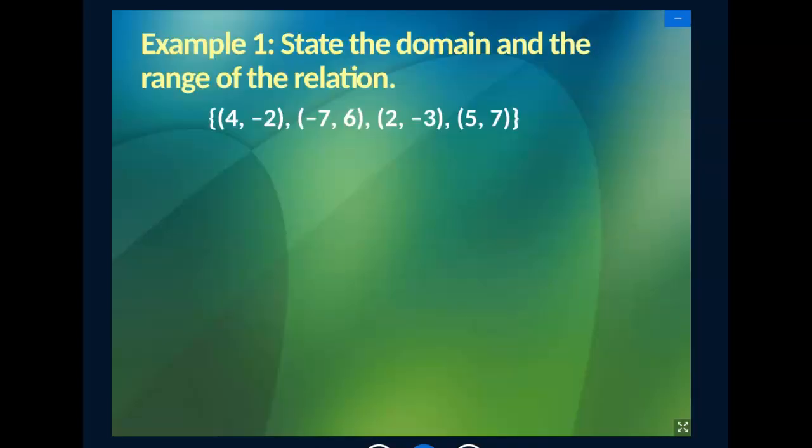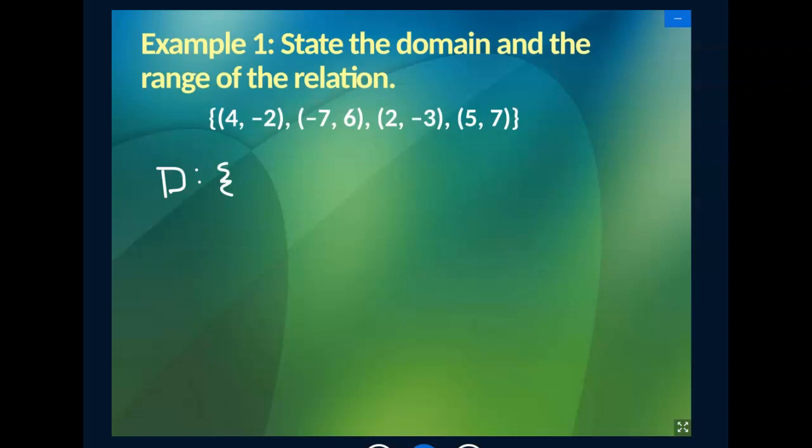All right, so let's look at a couple examples. State the domain and range of the relation. When you are stating a domain and range, you have to remember a couple of things. When we are stating the domain, you need to make sure that you put brackets at the beginning to determine that this is a set. The brackets determine set notation.